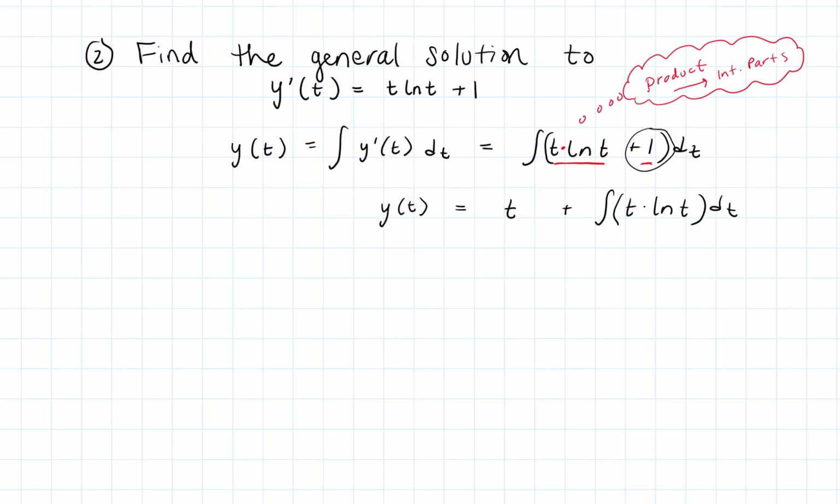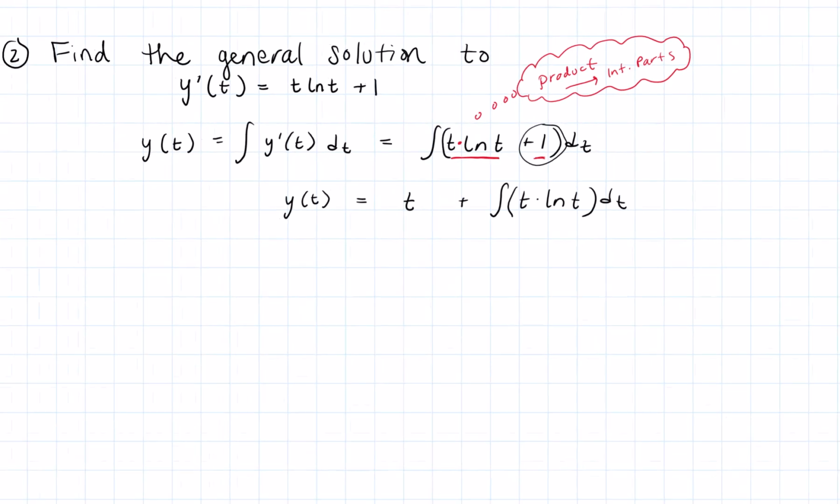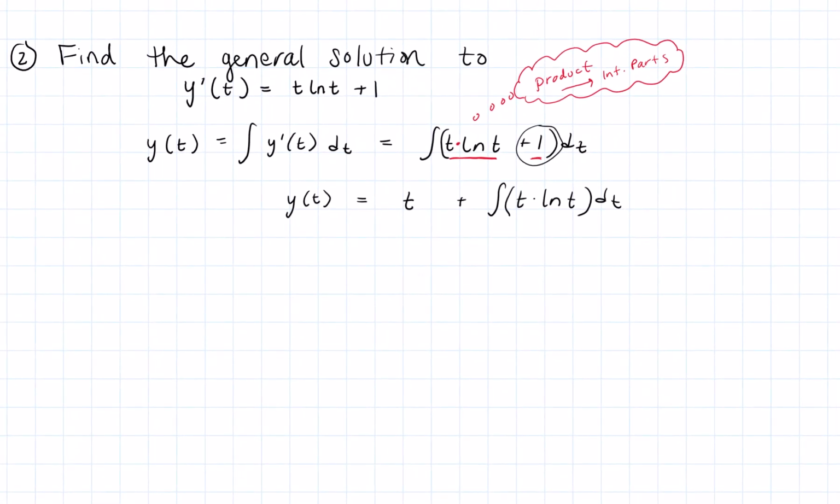So far we have y of t equals t plus. Now I am going to end up with an integration constant when I integrate this. It's two terms, so technically we get two integration constants, but we add them together and they're still just a constant. So at the very end, I'll add my constant in. But here I want to use my integration by parts.